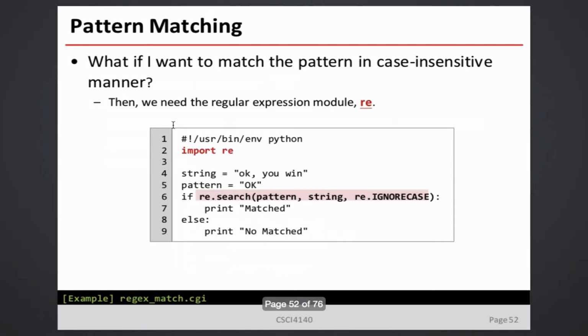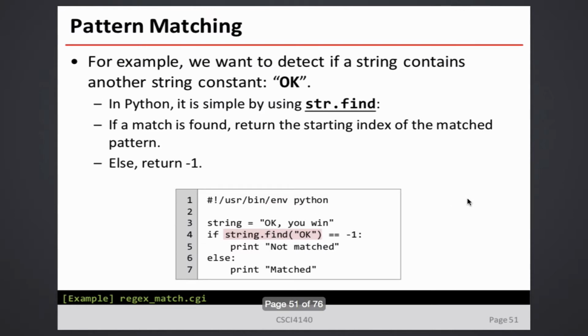Okay, so what's next? Next I want to match more. Let's say I want to have a case-insensitive match. So I want to look for uppercase OK as well as uppercase O, smaller case K, and so forth. For case-insensitive search, I cannot use this find. Find cannot do something like this. It's just a case-sensitive thing.